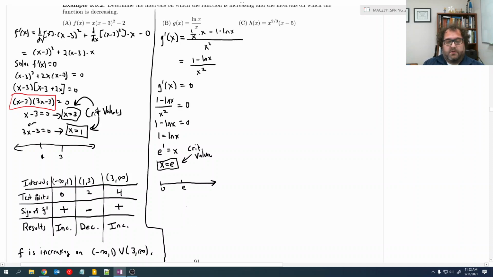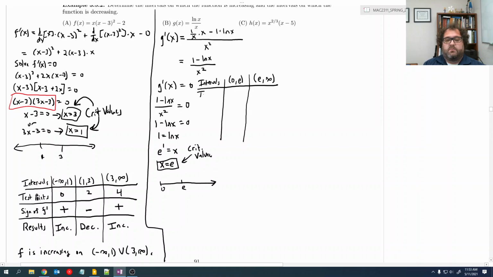Okay, so let's build out our table. Let's maybe go here. Actually, that's not going to be room. A little too tight there. So let's scoot it over just a little bit. So we have our intervals. And again, we go from 0 to e. e is about 2.7 and change. Just a number. Don't let it freak you out. And then we have e to infinity.